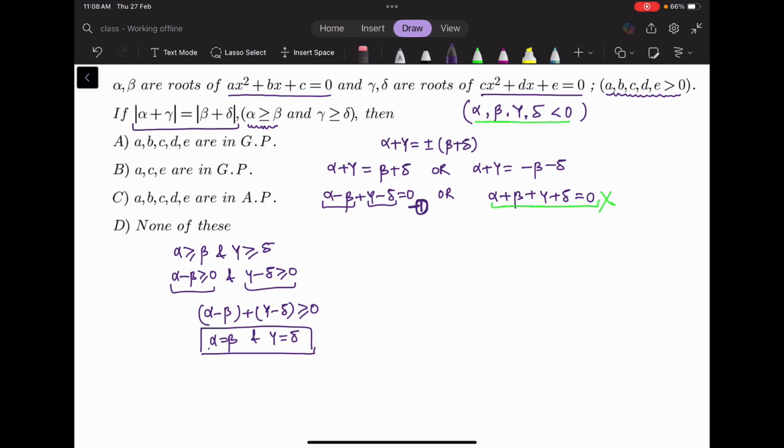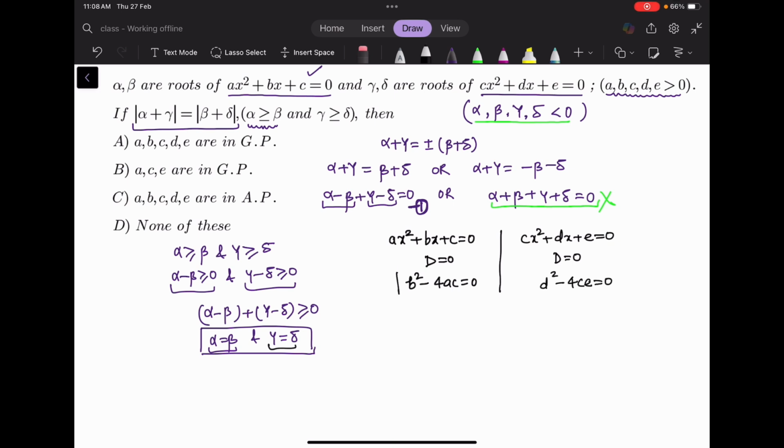Now if alpha is equal to beta, that means the first quadratic has equal roots, and equal roots means the discriminant is 0. Ax square plus bx plus c equal to 0 has discriminant equal to 0. Discriminant 0 means b square minus 4ac equal to 0. Similarly, the second quadratic given is cx square plus dx plus e. Here also we are getting gamma equal to delta, means equal roots, means discriminant equal to 0. So d square minus 4ce equal to 0. So these are the two relations we are getting in A, B, C, D, E.